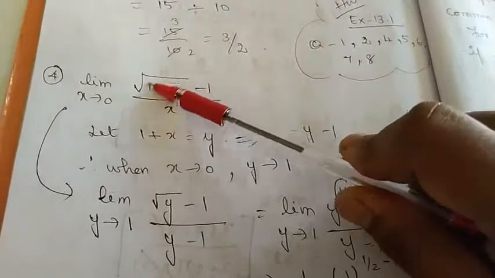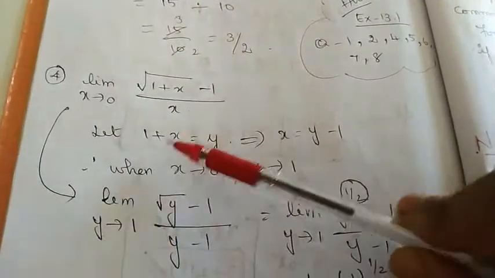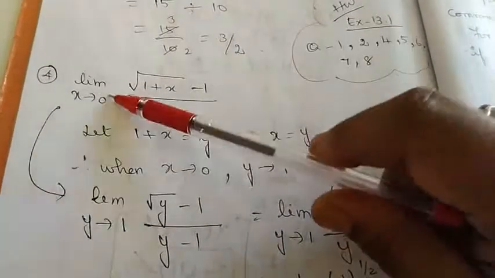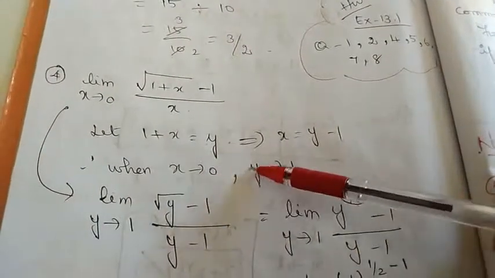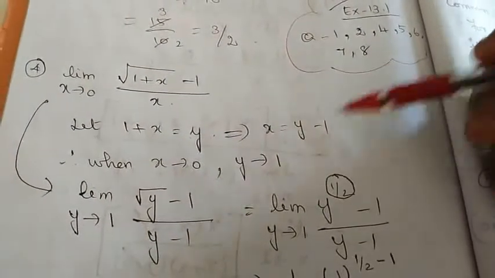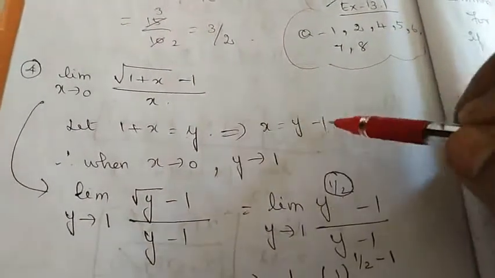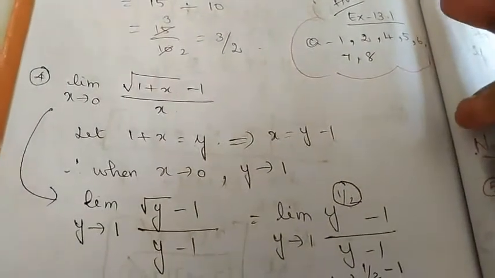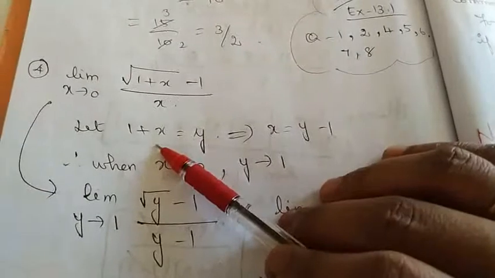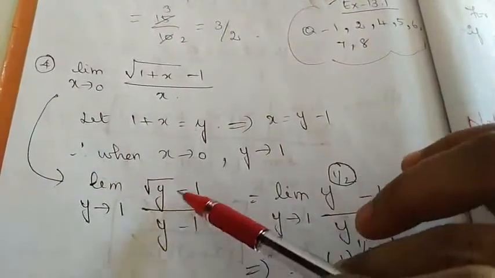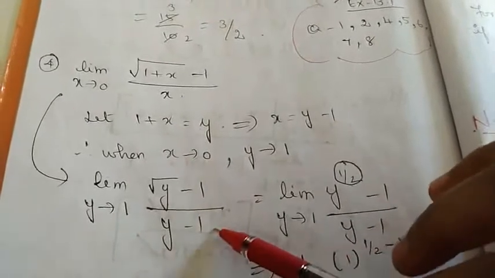So here we have substituted 1 plus x as y. So x is going to be y minus 1. Okay. So when x tends to 0, what will happen to y? As x tends to 0, y will tend to 1, because if you put 0 here, this minus 1 will go to the other side. So y will tend to 1. Right? Or else here also you can substitute. So limit y tends to 1. In the place of 1 plus x, it is y minus 1 divided by y minus 1.